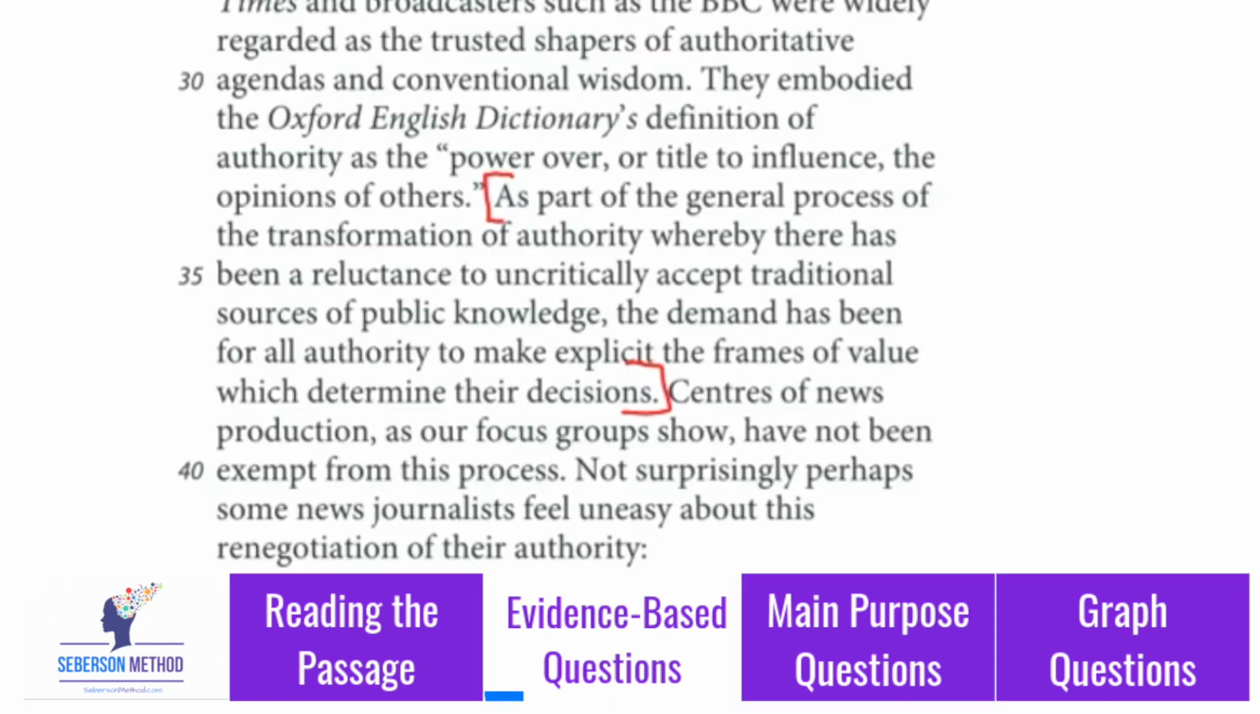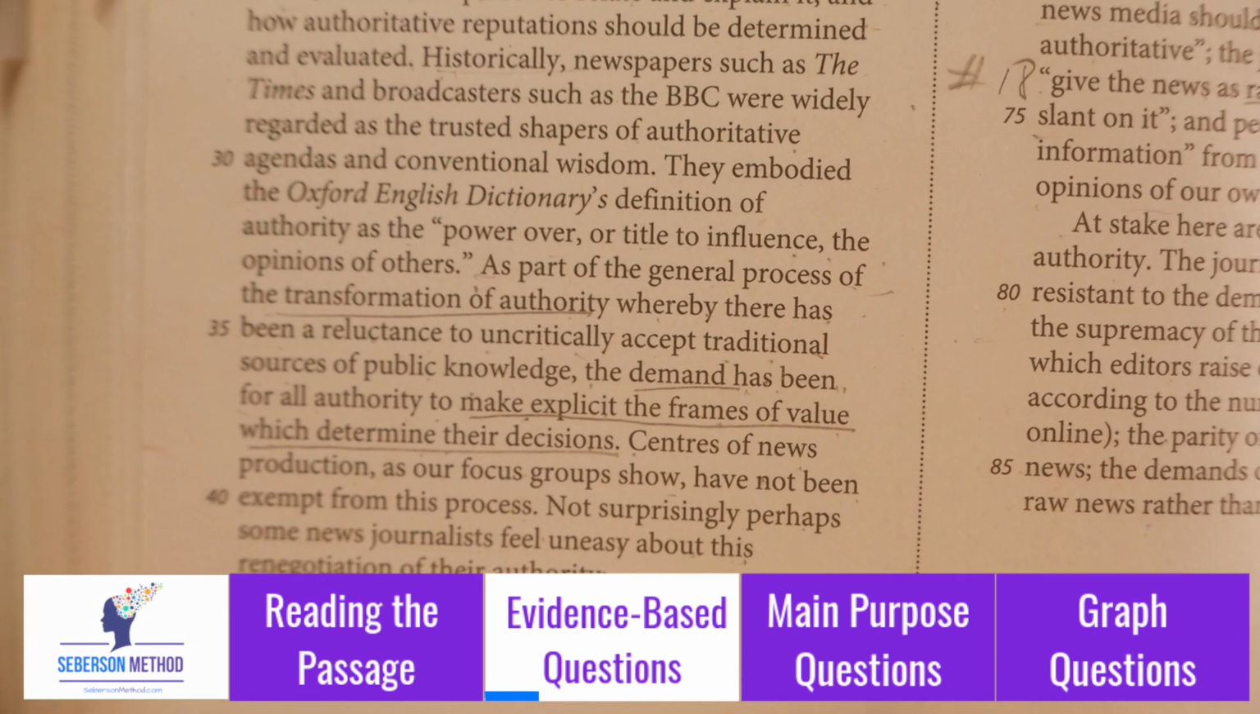33 to 38, as part of decisions. As part of the general process of transformation of authority, there you go, transformation of authority, whereby there has been a reluctance to uncritically accept traditional sources of public knowledge, the demand, again, the expectation, has been for all authority to make explicit frames of value which determine their decisions. To make explicit the frames of value which determine their decisions. Well, let's look at the answer choices.